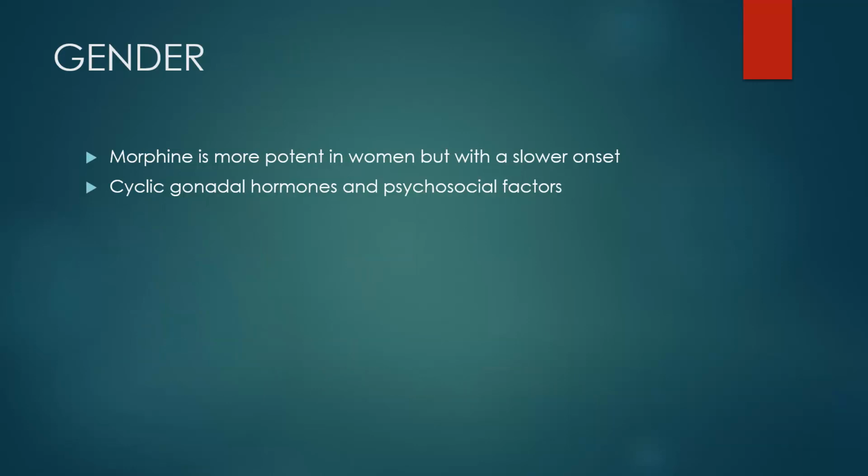Now, interestingly, morphine is more potent in women, but with a slower onset of action. Some of these differences may be related to cyclic gonadal hormones and psychological factors, but really we don't know. Just know that it's more potent in women, especially older women, but it kicks in slower than in men.